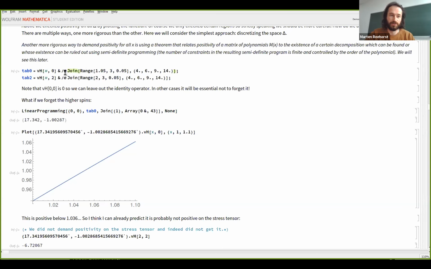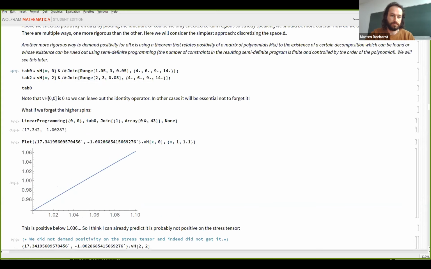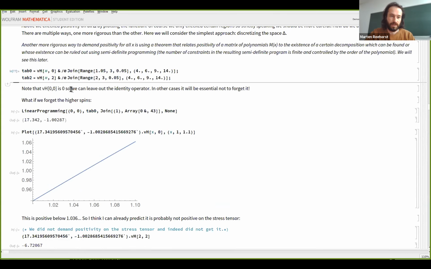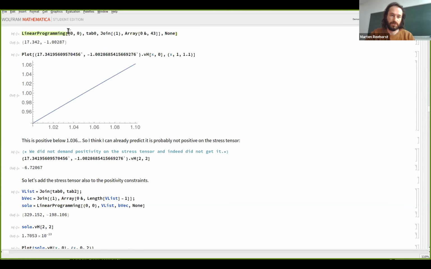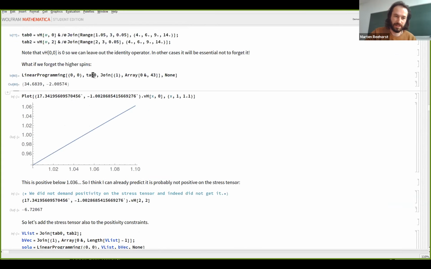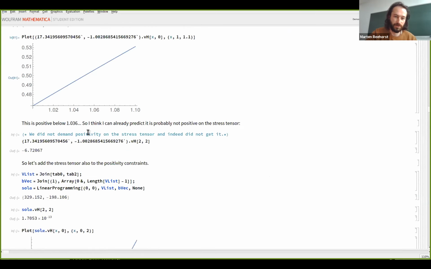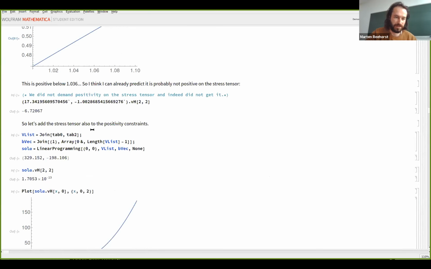And so here I show an example where you basically do that. You construct some list of these vectors. And we look for the functional that's positive on them. And then if you do that, then it finds something. But here, as a test, I asked positivity only on the scalar part. And then we find something stronger than we found before. And that is, of course, because here I didn't yet include the stress tensor in the spin 2 family.